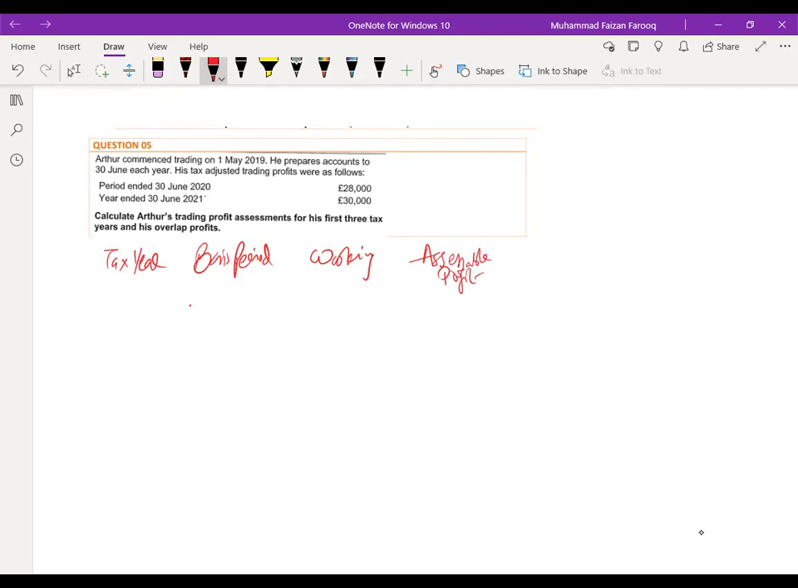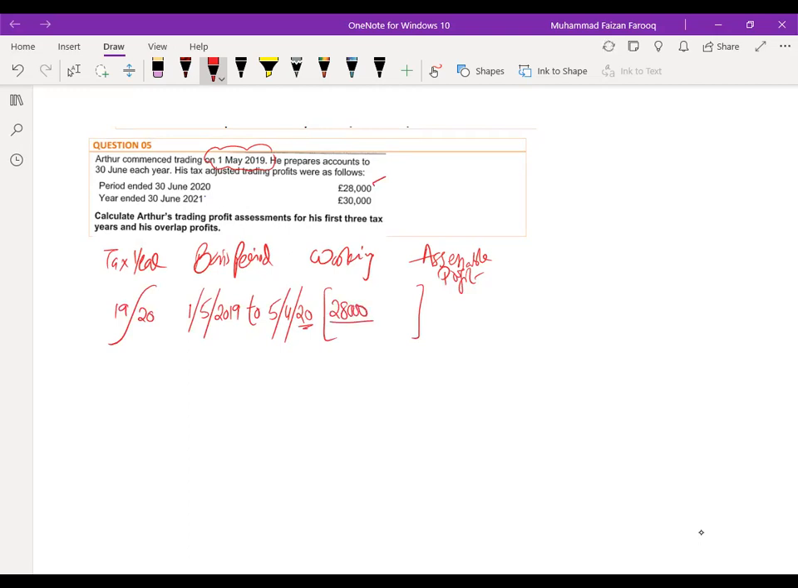First year is 19 to 2020. Okay. How you make it? Can you tell me? Because he started trading on 1st May 2019. Okay. So, period ends at 30th June 2020. So date of commencement till very first 5th April, which will be in 2020, right or wrong? Right. So the tax year will be 20 ending, so 19 will be starting. Amount, how to get the amount? We have the first amount, which is 28,000.